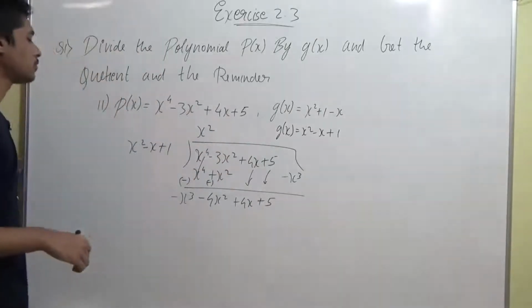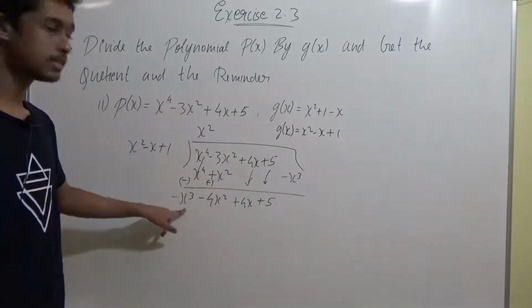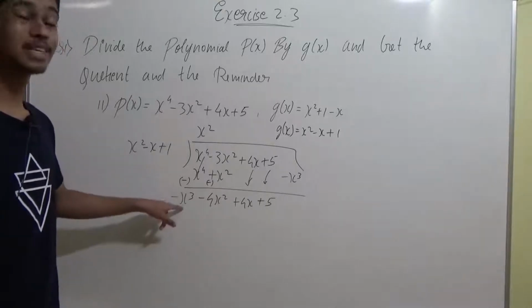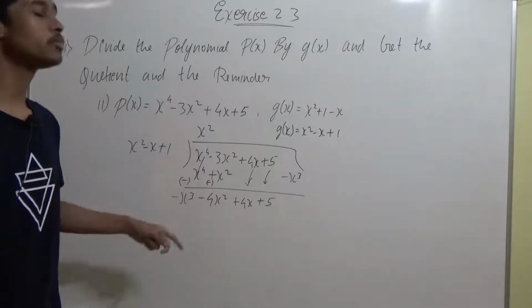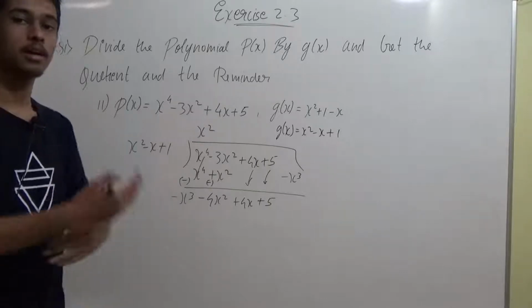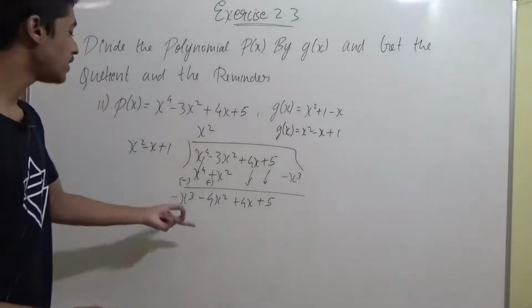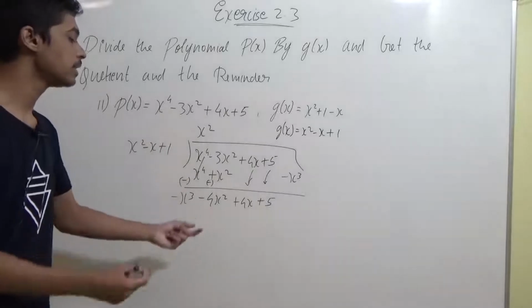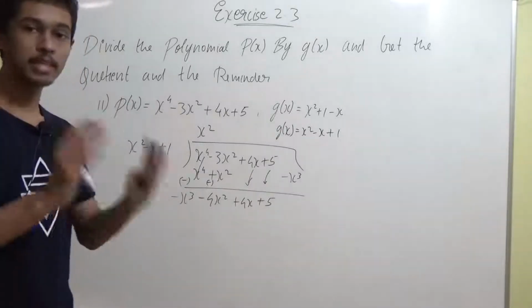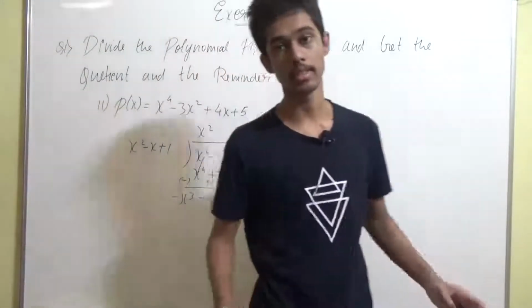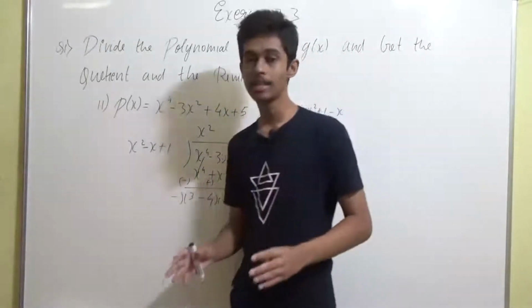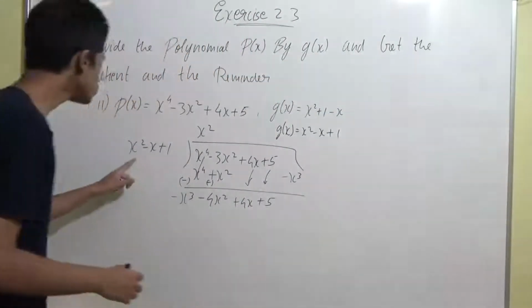Now, if you see here, the degree is 2, which is more than the degree of the divisor, which means you can proceed with the division. You have to proceed. When the degree of the remainder becomes less than the degree of the divisor, stop the process, guys. Still, keep going.